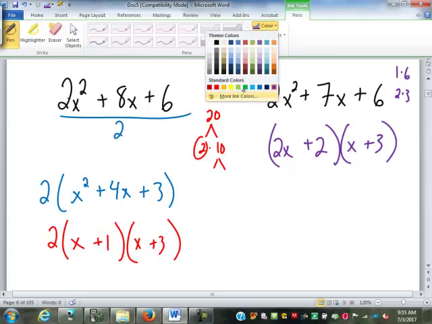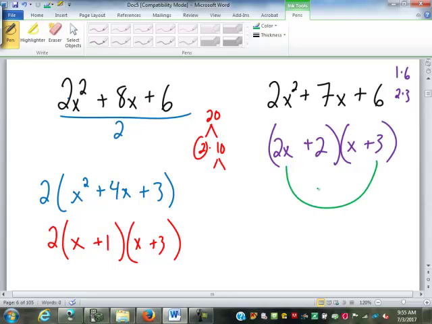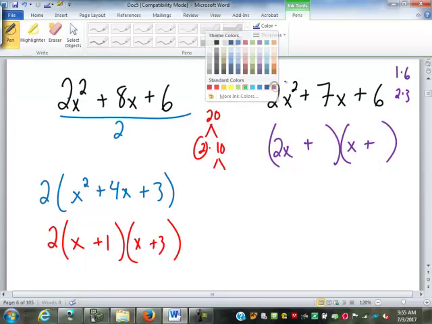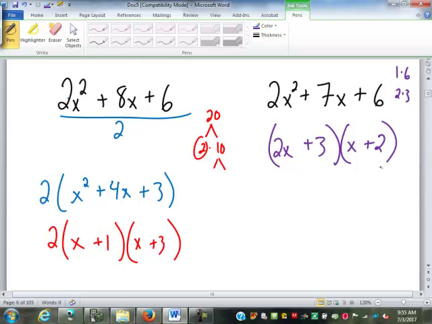Let's try it. 2x times 3 is 6x. 2 times x is 2x. That equals 8x. Not what we want. Again, we could have seen that because 2x and 2 could both divide by 2. Couldn't have worked. But since it's a 2x and an x, we have to try to switch their spots. 2x times 2, 4x, and 3 times x, 3x, which is 7x.